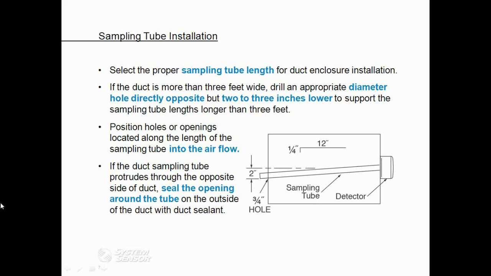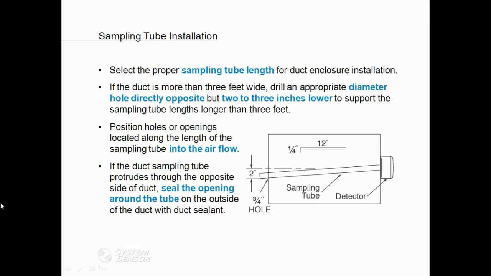If the duct is wider than 8 feet, usually there are 2 separate pieces of the sampling tube that are connected together with a 1/2-inch conduit fitting. So when you're doing that, you also want to make sure that the holes in both sections are lined up and facing into the airflow.